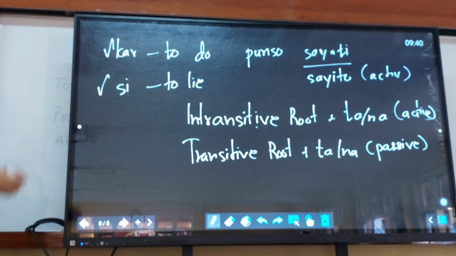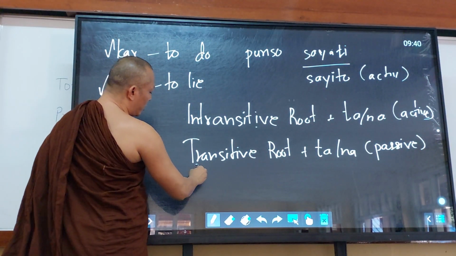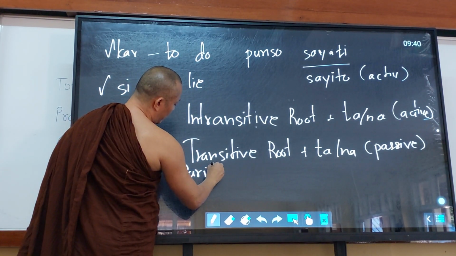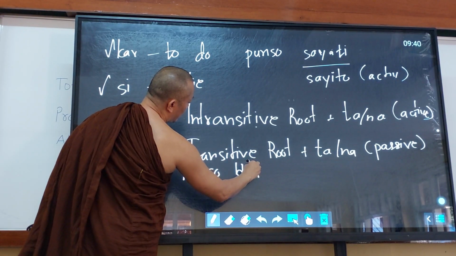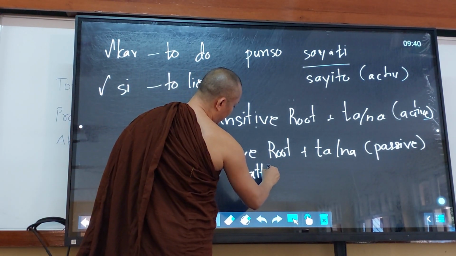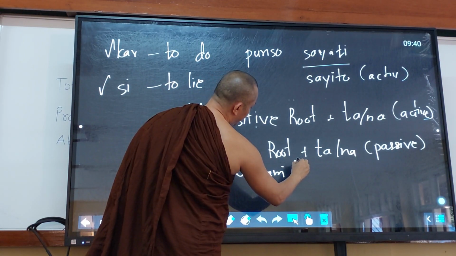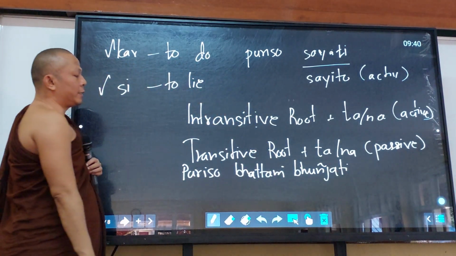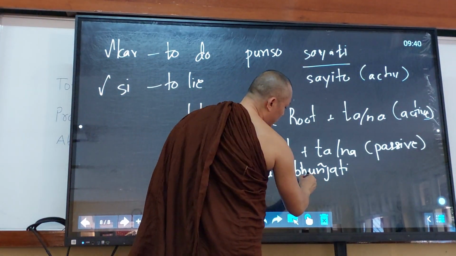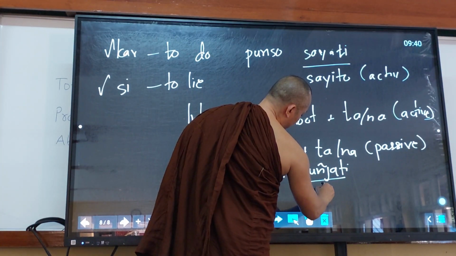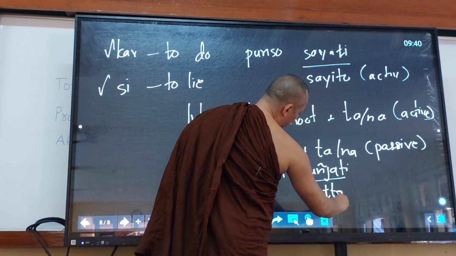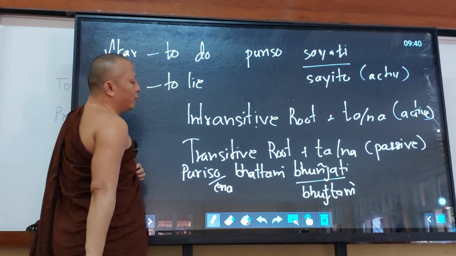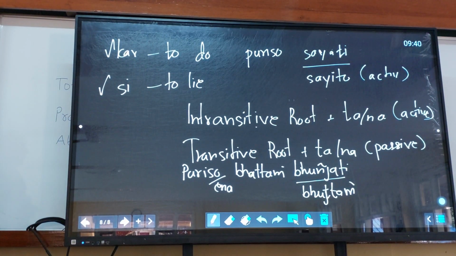But passive is not so simple. For example, Buddho bhattaṃ bhuñjati. A man eats a meal. But if we replace bhuñjati with bhutta as a past participle, at that time it should be bhutta, and also Buddho will become Buddhena. So Buddhena bhattaṃ bhuttaṃ. A meal is eaten by a man.